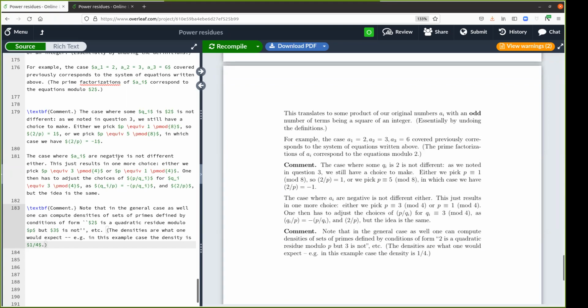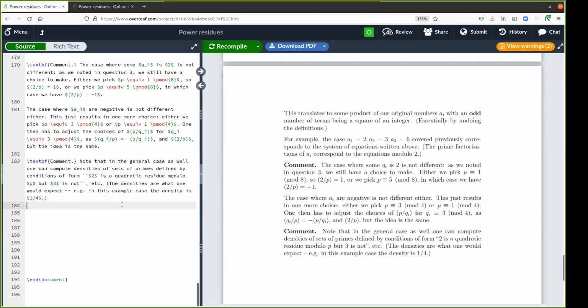Shouldn't the density be 1 by 3, half into 2 by 3?